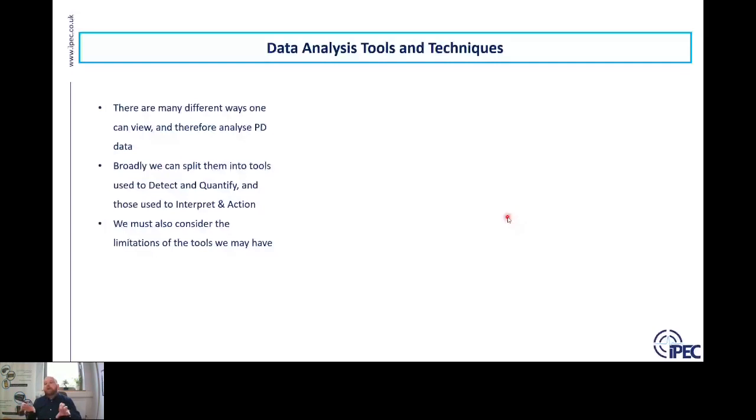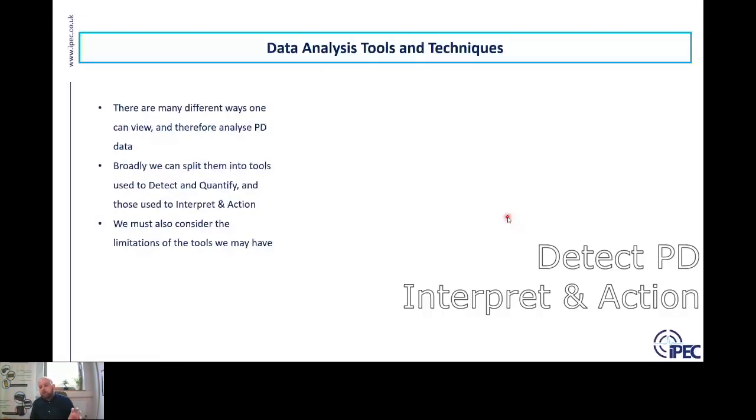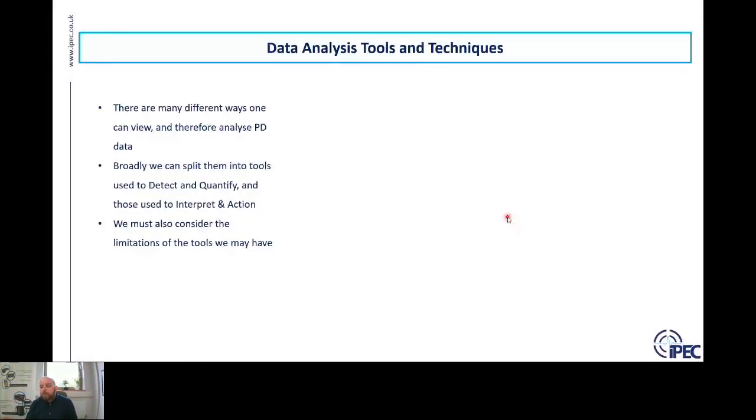But broadly, what I've done here now is I've split them into two categories. One is about the detection of PD, and one is about the interpretation and action of PD as well. But it is important that we consider the limitation of the tools we have. So although I'm covering a number of topics here, not all tools will have all the different functions. And so it's important to really understand the equipment you have. Maybe you need two or three different types of equipment to make a nice asset management program and a nice process to make sure you can follow through the steps to get useful action at the end of it, if you like.